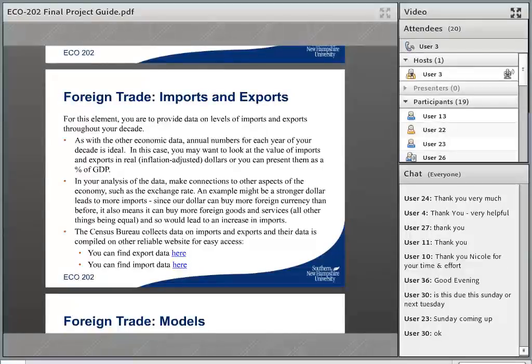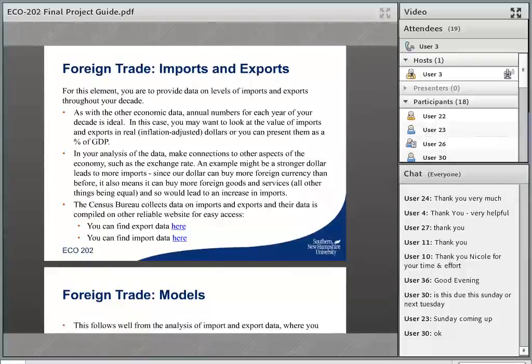Once you've presented the data, you're going to make connections to other aspects of the economy, such as the exchange rate. You could certainly include a graph of the exchange rate. It's not required the way that presenting the data on imports and exports is, but you could find some information on the exchange rates during those times and talk about how that might have played a role in the level of imports and exports and how they changed during the 10-year time period.